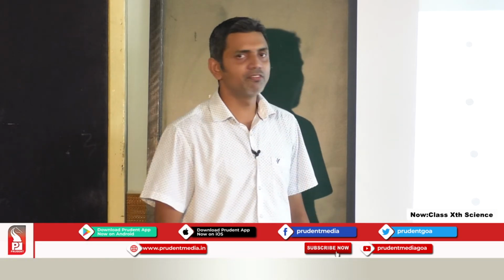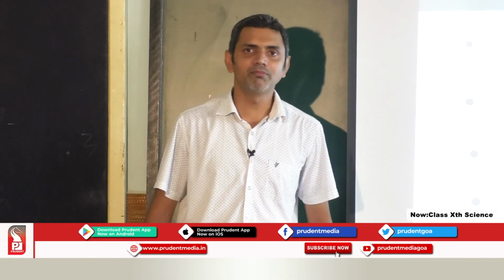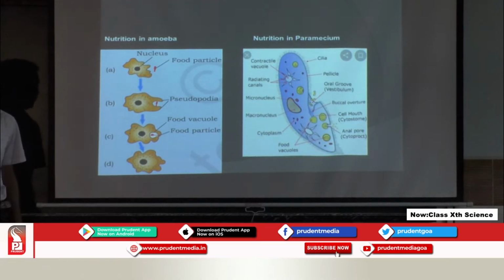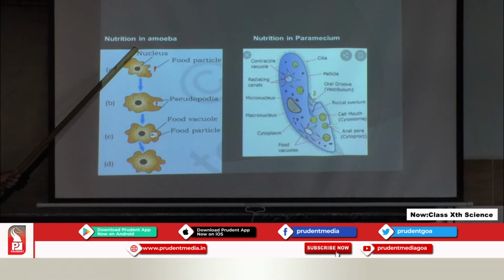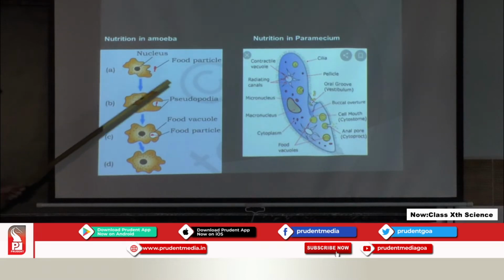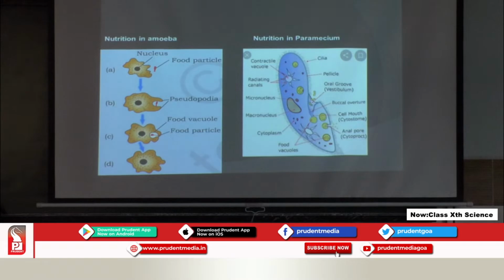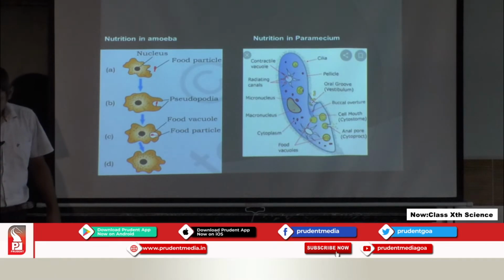Let us understand the difference between amoeba and paramecium. Amoeba has an irregular shape, paramecium has a definite shape. Then, food is taken in at any spot in amoeba, and at a specific spot in case of paramecium. So, this is regarding the amoeba and paramecium.